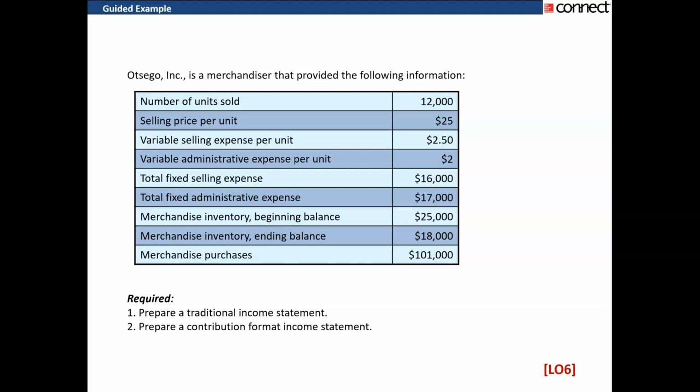Now in managerial accounting, we are going to separate everything by variable cost and fixed cost. We will also look at selling expenses and administrative expenses separately. With variable expenses, it is shown as a per unit amount. For variable selling, it's $2.50 for every unit they sell. Variable administrative expense is $2 per unit that they sell.